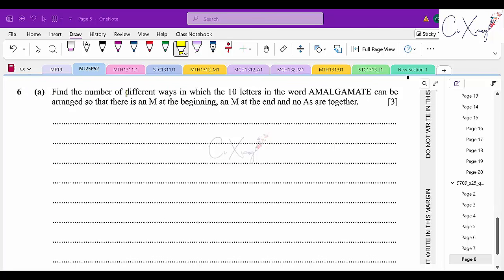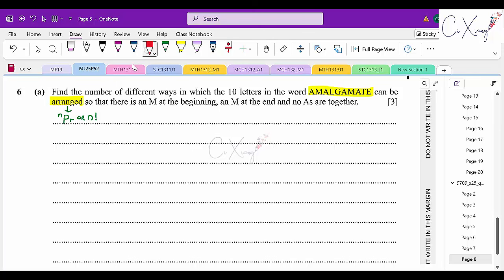Question number 6. Find the number of different ways in which the 10 letters in the word, oh, it's a long word, amalgamate, can be arranged so that there's M at the beginning, M at the end, and also no A's are together. Highlight the keyword arrange. This word tells you it is about permutation, which is the arrangement. So for permutation, usually your steps will involve a lot of nPr and also n factorial for permutation most of the time, okay? But it is not 100%, yeah, but most of the time this is what we need to include in our calculation.